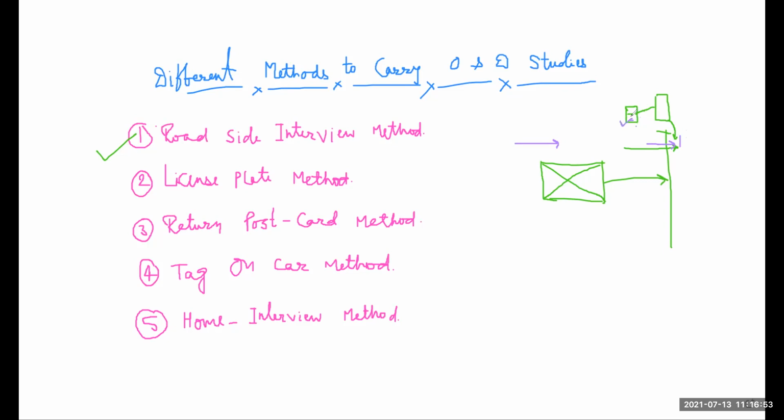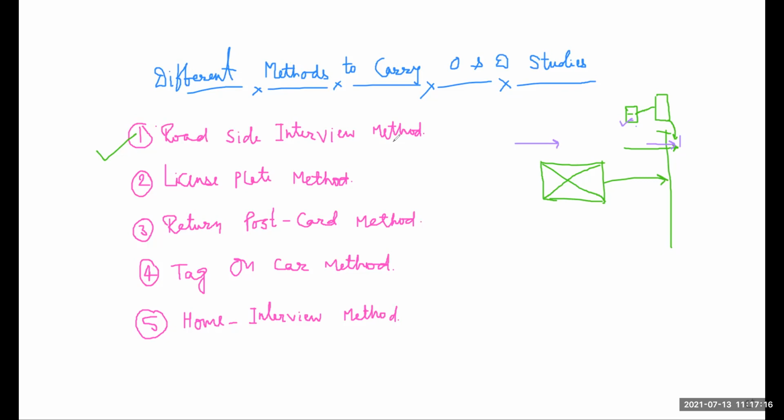In this manner, he takes an interview of the driver and marks all the things in his or her notebook, and from his notebook our experts, the traffic engineers, will find the origin and destination study. Next is the license plate method.